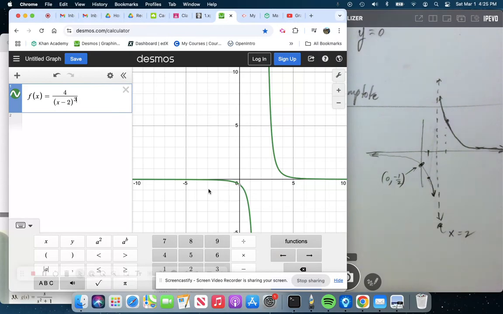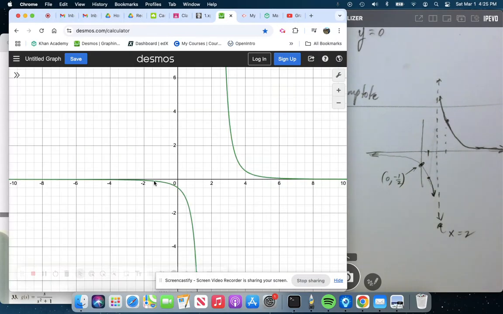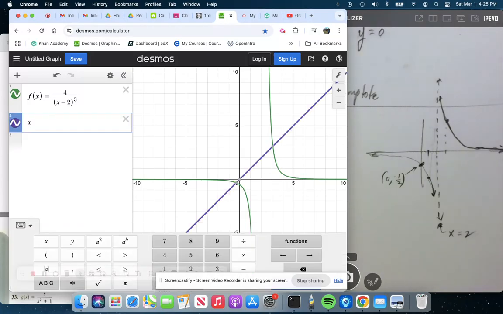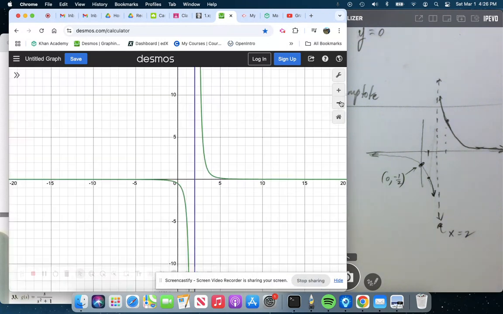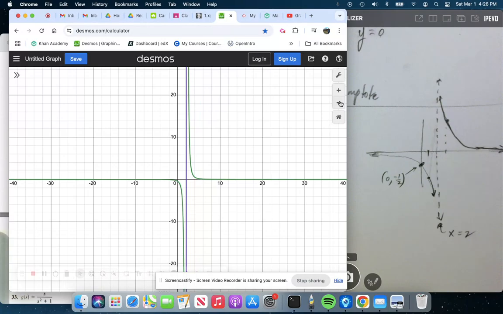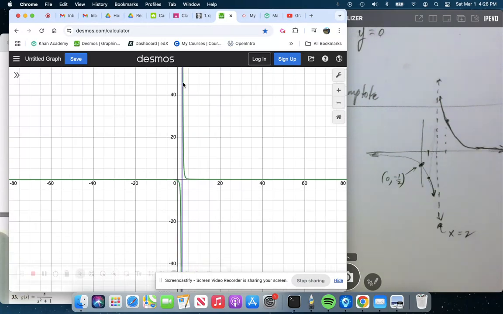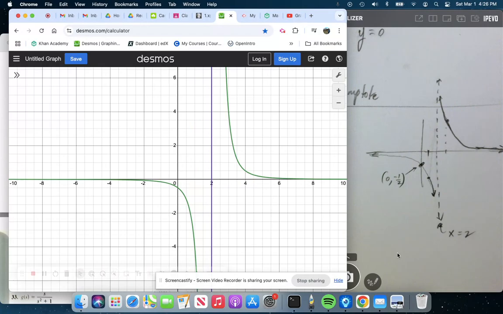You can see that it approaches the x-axis from underneath over here, and it approaches the x-axis from above over here. There should be a vertical asymptote at x equals 2. I'll put that in there so you can see where it is. x equals 2 is right there. It's hard to see it approaching it, but if I zoom out, I think you'll see it a little bit better. Zoom out again. You can see the graph is getting closer and closer to it, but never touches it, right? All right, so we're all good.